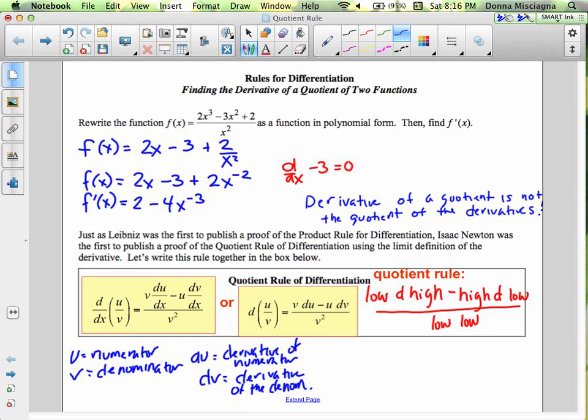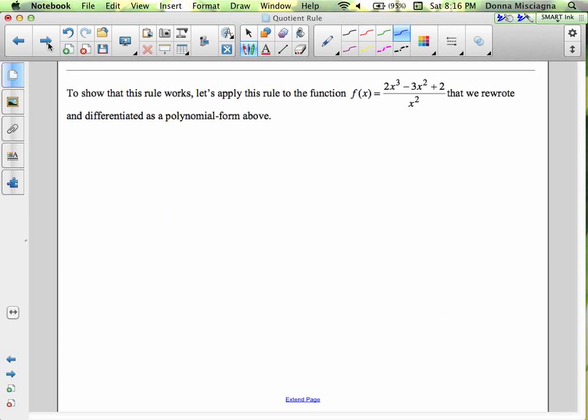On the next page, we're going to use the quotient rule to find the same derivative. You have it at the bottom of your notes. I needed more space. So to show the rule works, let's apply this rule to the function f of x equals 2x cubed minus 3x squared plus 2, over x squared, that we rewrote and differentiated in polynomial form above. So we're going to do this one using the quotient rule.